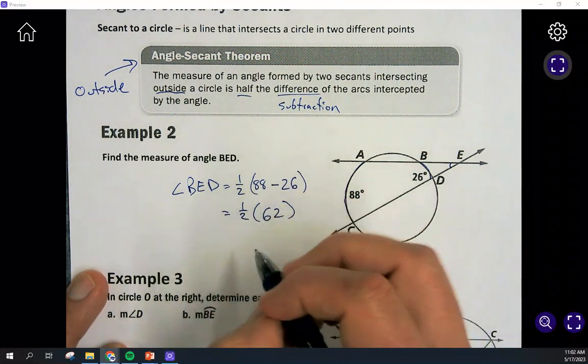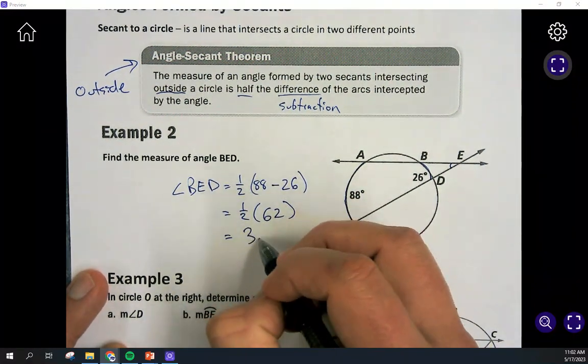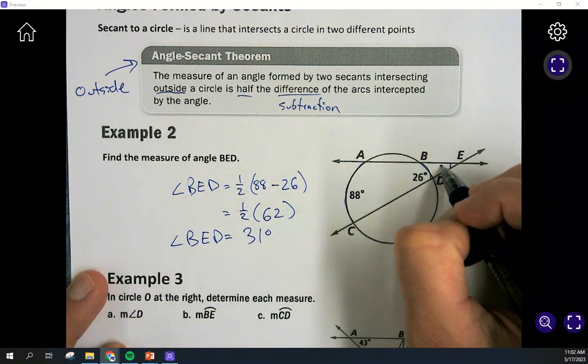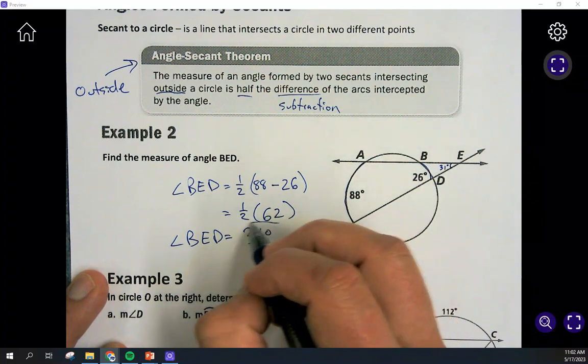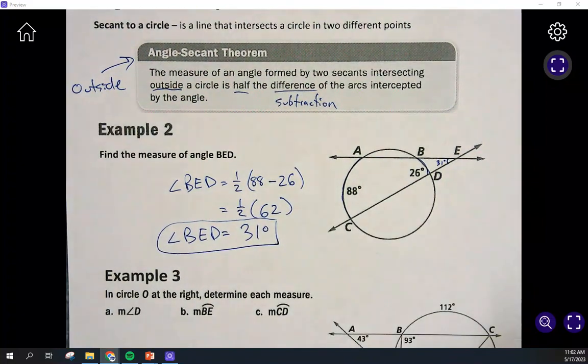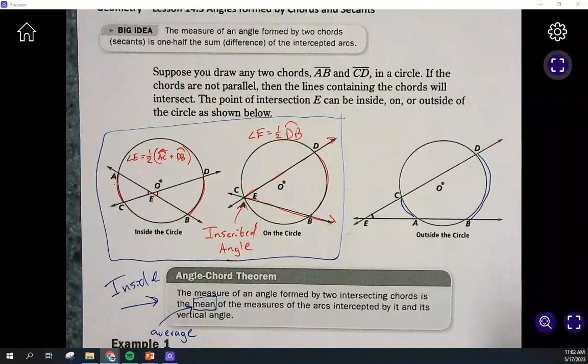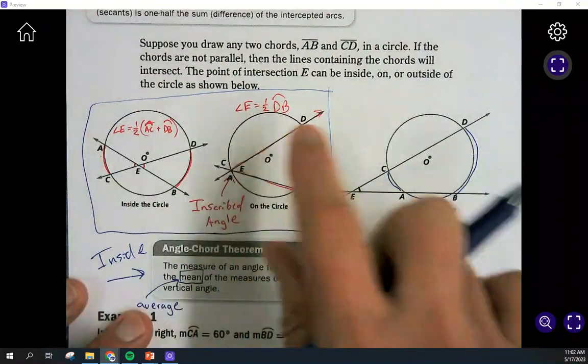And then don't forget to take half. So 31 degrees. Angle BED is 31 degrees. Okay, so let's use that and go back and fix our notes up on the front so that we can always look back at these.